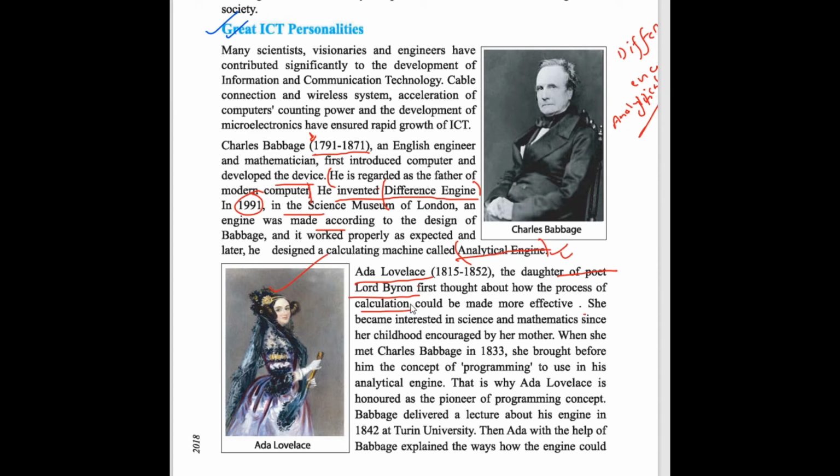So Lord Byron first thought about how the process of calculation could be made more effective. She became interested in science and mathematics since her childhood, encouraged by her mother. Who encouraged her? Her mother encouraged. When she met Charles Babbage in 1833, this one is very much important. In 1833, she brought before him the concept of programming to use in his analytical engine. That is why Ada Lovelace is honored as the pioneer of programming concept. So this one is very much important. Who is considered as the pioneer of programming concept?